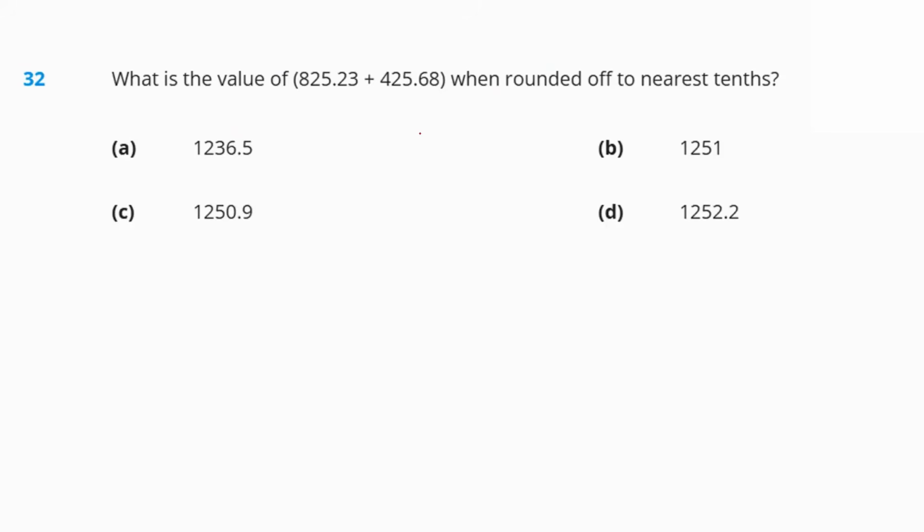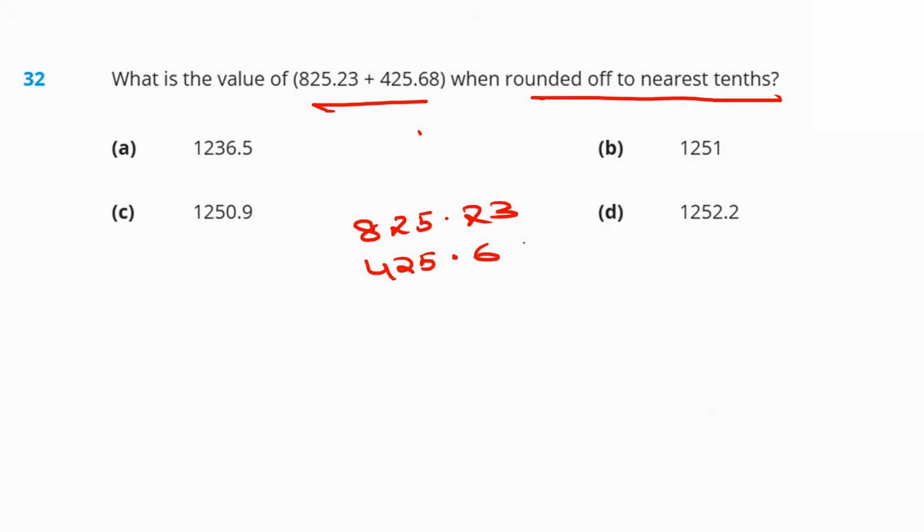Question number 32. Two numbers are given. You have to find the sum and then round it off to the nearest tenth. Let's add them first. 825.23 plus 425.68. 8 plus 3, 11, 1 carry 1. 6 plus 2, 8 plus 1, 9. The dot comes down. 0, carry 1. This is 5. This is 12.